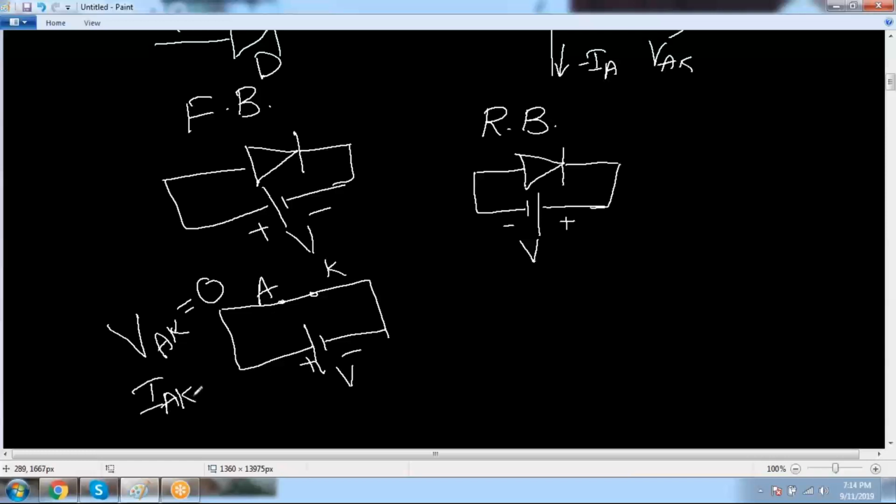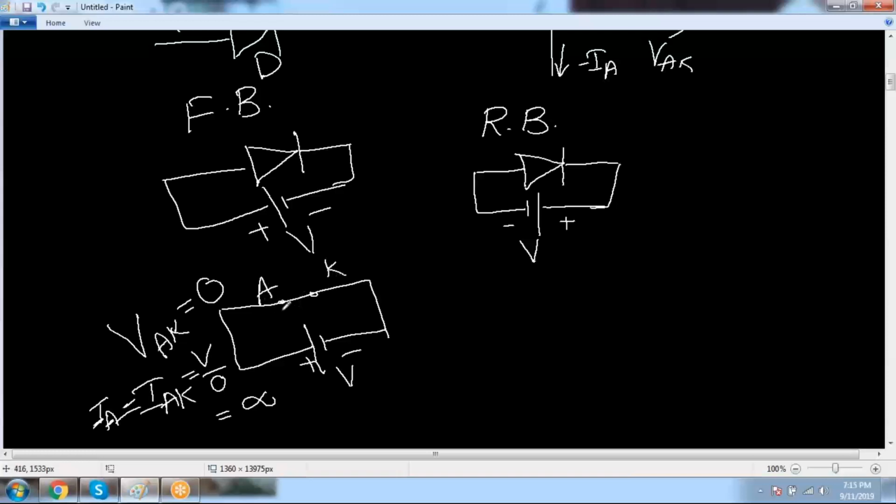Instead of writing IAK, as the current flows from anode to cathode, can I call it the anode current? Now, what is the anode current? By Ohm's law, it is voltage divided by resistance, which is 0. What is the current flowing? Infinite. If an infinite amount of current flows from anode to cathode, then the diode will be damaged. Why is it damaged? Because no diode can carry an infinite amount of current.